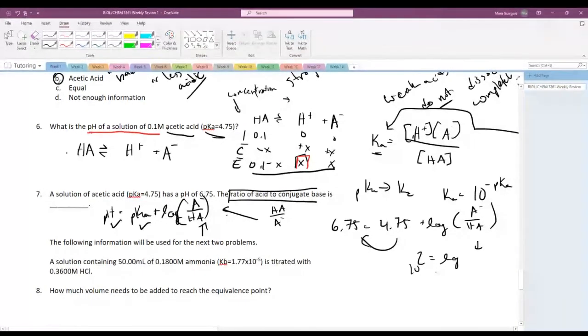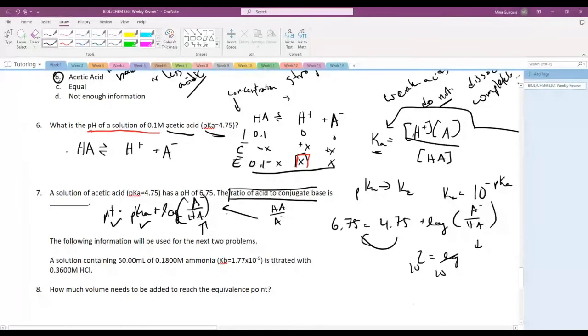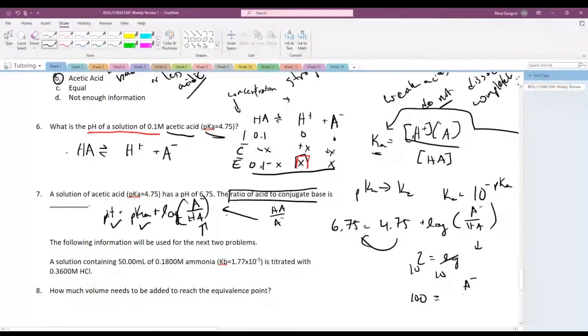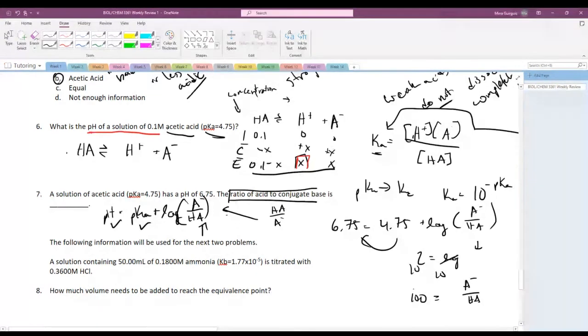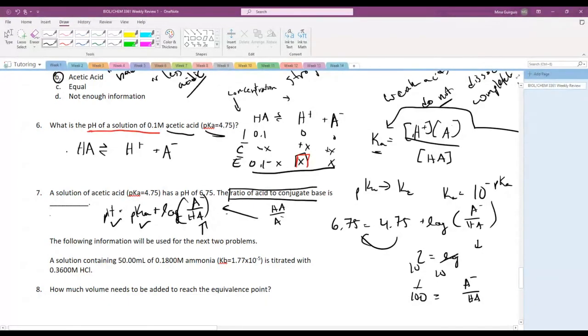Well, 10 to the whatever to cancel out the logarithm. So we get 100 is equal to the ratio of the conjugate base to the acid. And then from here, to get to the ratio of the acid to the conjugate base, we just put it over 1. In other words, 1 over 100. That's it. Easy. Done.